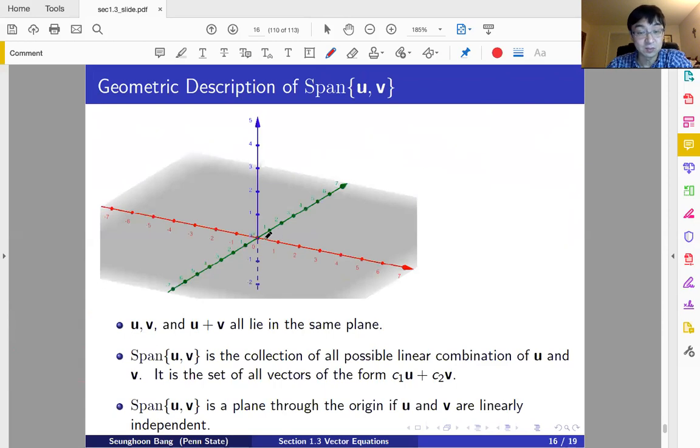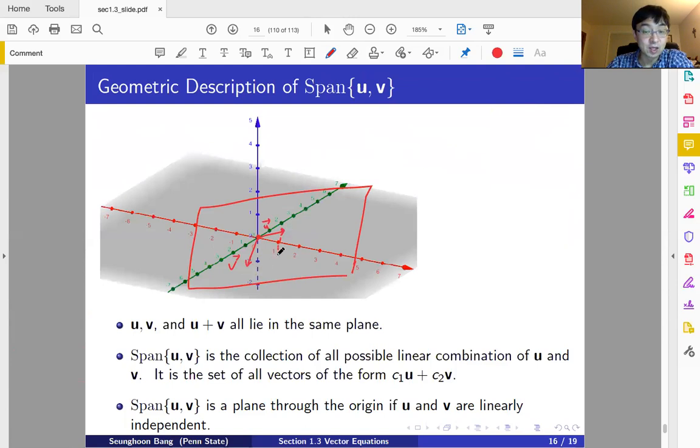Linearly independent, what does it mean? Here, this is vector U. This is vector V. So this is like passing through this one. You can draw one plane. So this plane contains vector U and vector V.